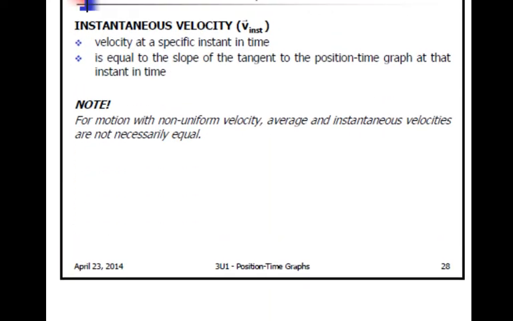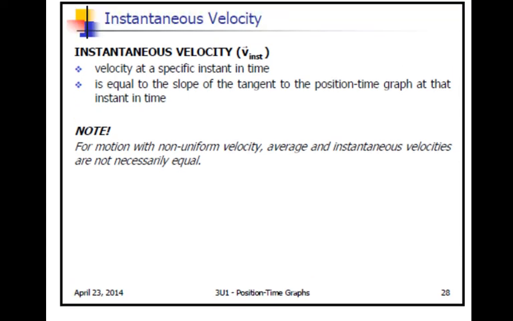So instantaneous velocity, I want you to copy this down. It's the velocity at a specific instant in time. It's equal to the slope of the tangent to the position time graph at that instant of time. And the note again says, for motion with non-uniform velocity, average and instantaneous velocities are not necessarily equal.